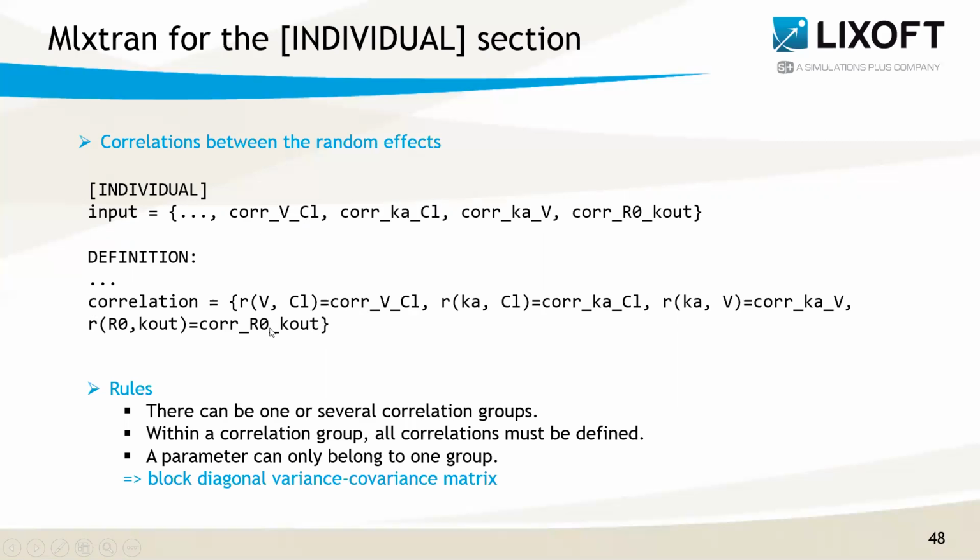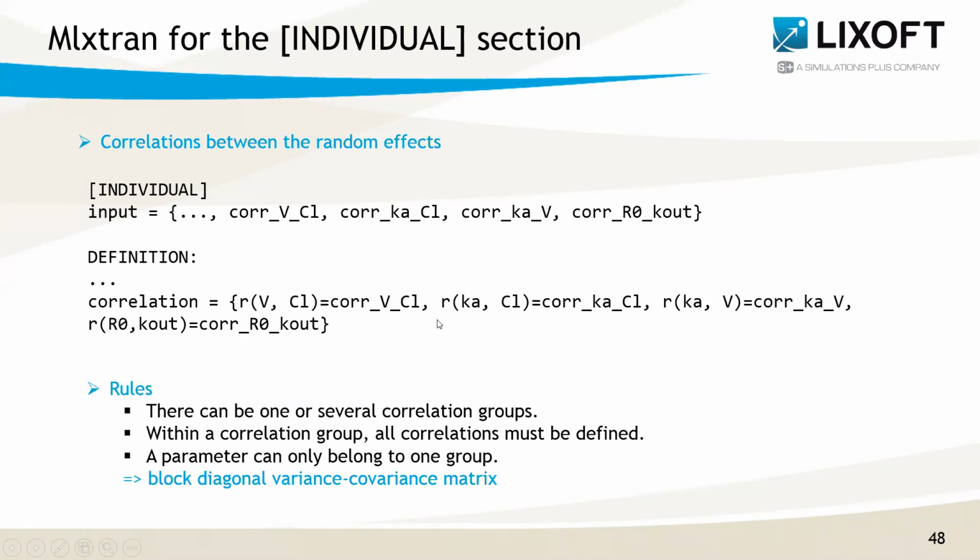When you define these correlations, you need to have a correlation matrix that is block diagonal. So this means that you can have one or several correlation groups, but once you have a correlation group, all correlations must be defined. So if I have correlated V and CL, and then KA and CL, I also have to define the correlation between KA and V. This is mandatory. Afterwards, you can set this value to 0 if you want.